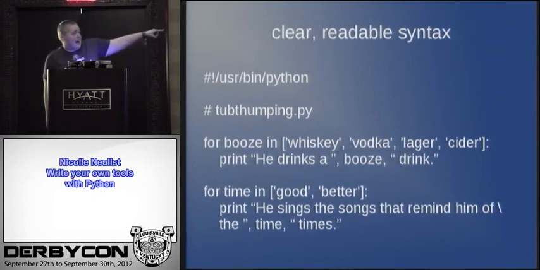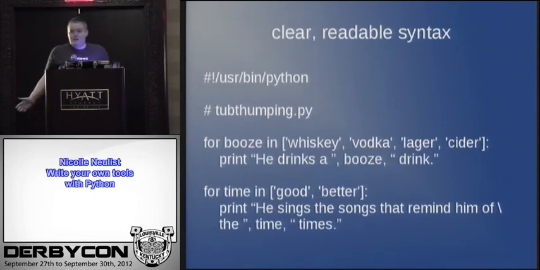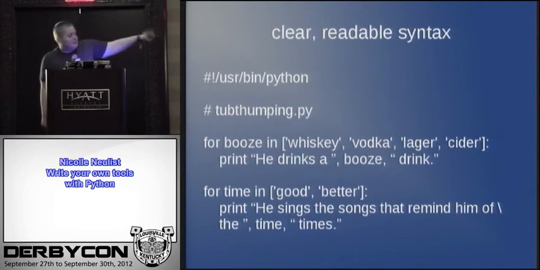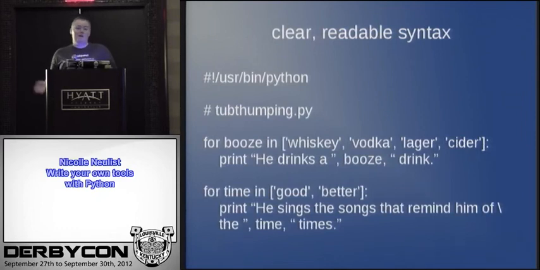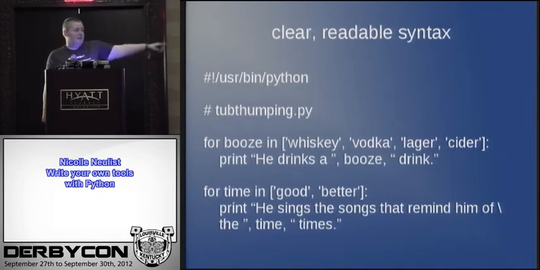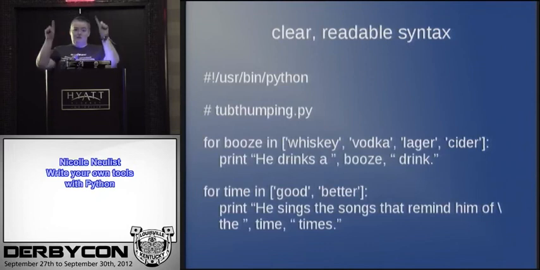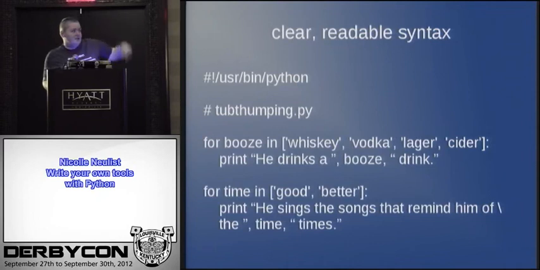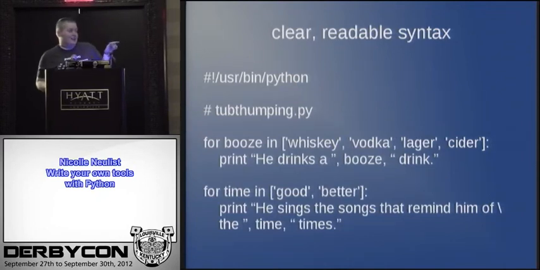If it starts with just a hash and not the hash bang, that's just a comment. So I've got a comment there, tubthumping.py. In general, Python scripts end with .py. And then you've got a for loop, for booze in whiskey, vodka, lager, cider. They're in quotes, whether single quotes or double quotes, it's still a regular old ASCII string. And that's just a list of ASCII strings. So it's going to iterate through that list and print he drinks a blank drink. He drinks a whiskey drink, he drinks a vodka drink, he drinks a lager drink, he drinks a cider drink.